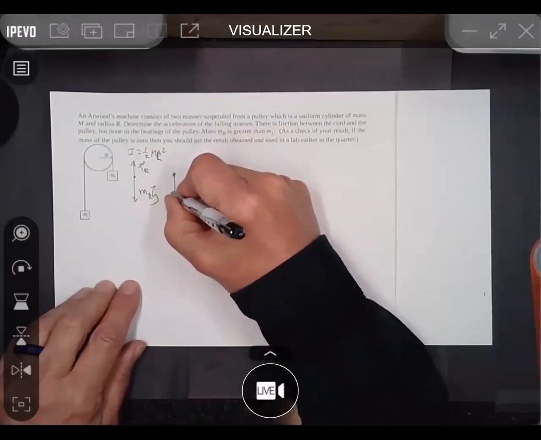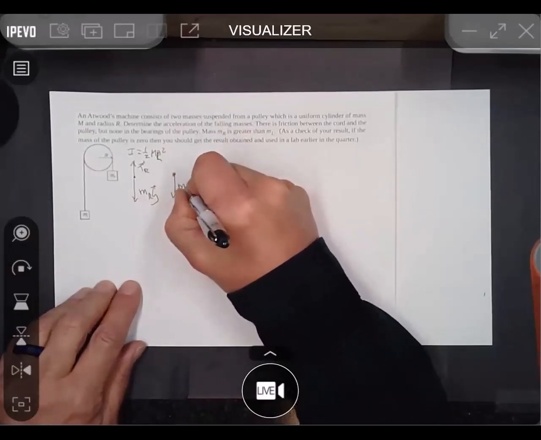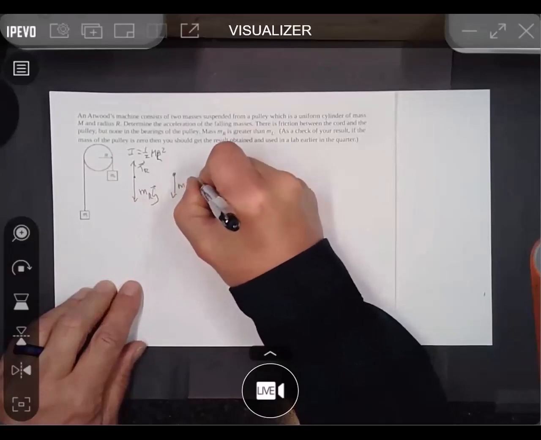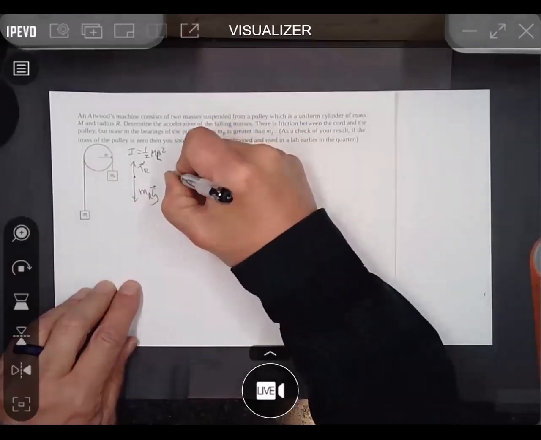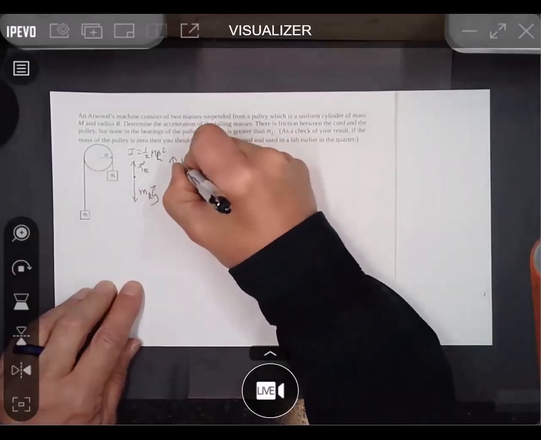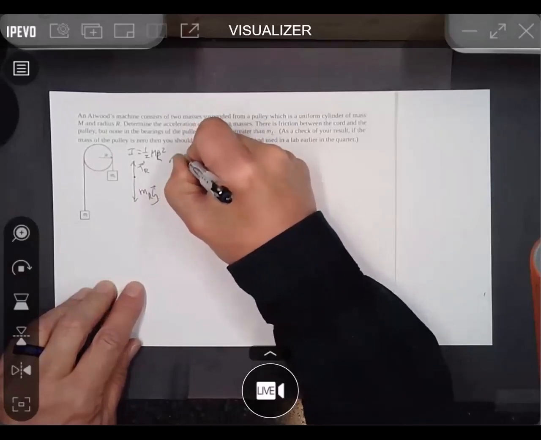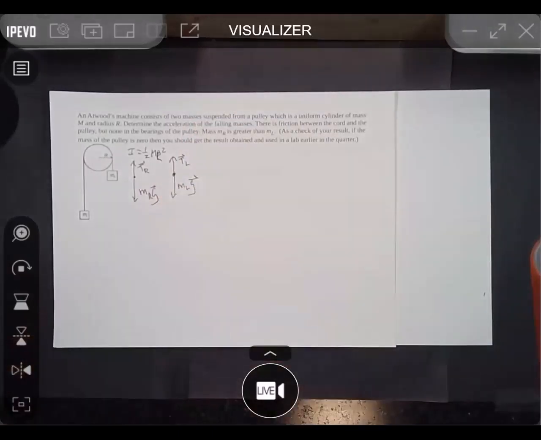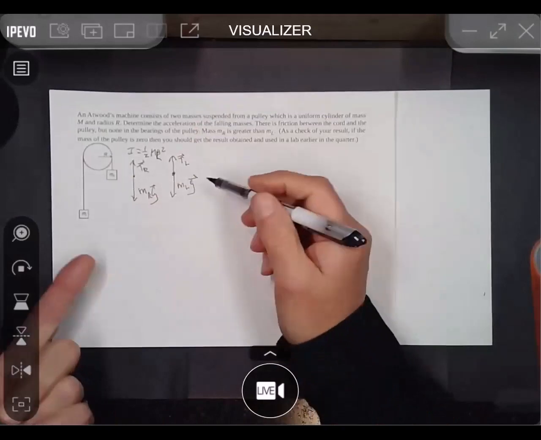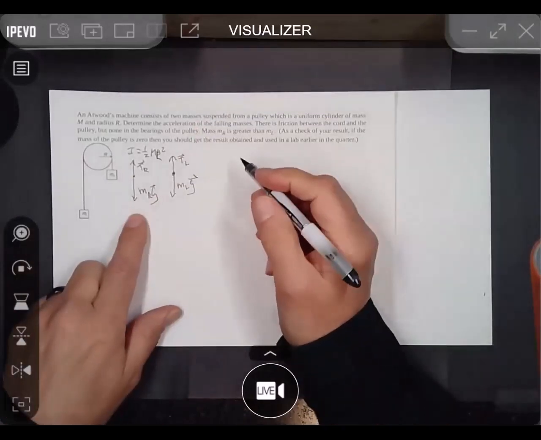I'll also have on the left side, I'll have M sub L G. This is the free body diagram on that side. I'll have T sub L acting on it. And we'll just have to see what we can do with this thing.